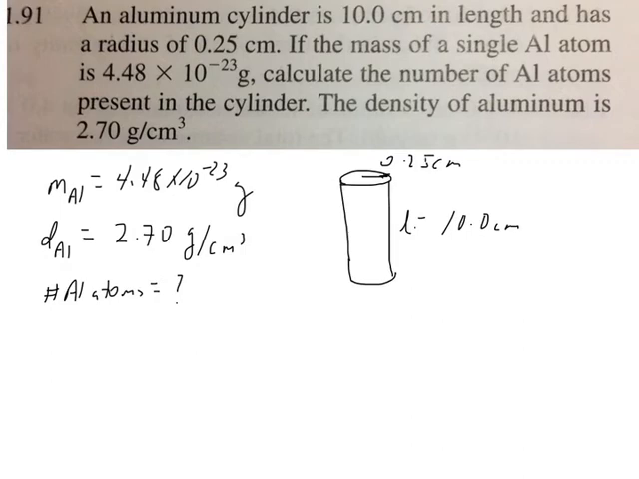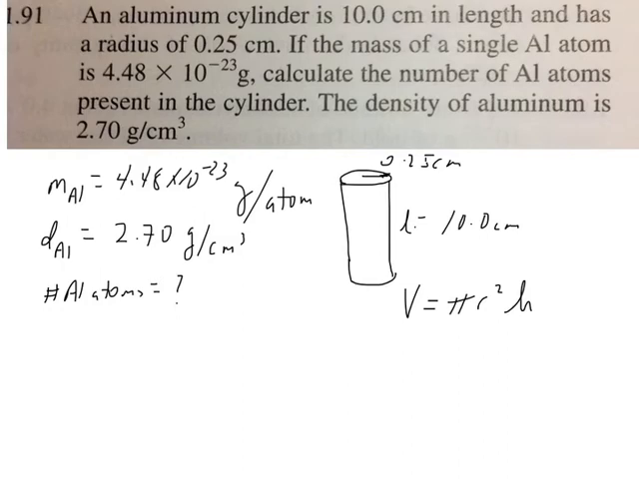Now, you're going to have to call back from geometry to find the volume of that cylinder, because we've got density. Density times volume gives us mass. We have the mass of an aluminum atom in grams per atom. So I can calculate the number of atoms. If you don't remember the equation, the volume of a cylinder is equal to pi r squared h. In other words, the area of the circle times the height. So we can go ahead and plug in our numbers to get the volume of the cylinder.